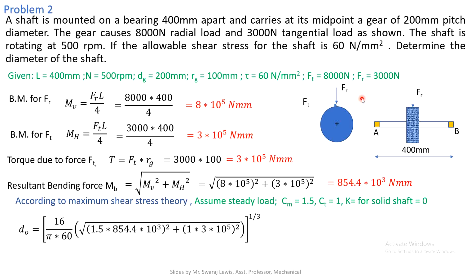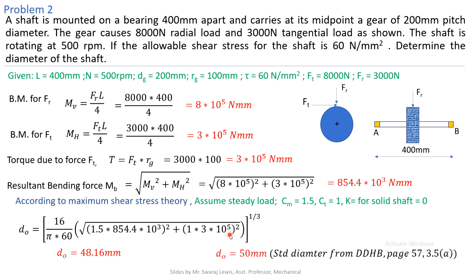So the general formula. Here we neglect the K value and directly substitute in the formula. d cubed equals 16 by pi into 60, where 60 is the shear stress tau, and then 1.5 into 854 and the other values which are given, and the second value. So we get the answer as 48.16 mm. We will refer this answer to the handbook and finally get d as 50 mm, the standard diameter, from page number 5.7, table 3.5. Thank you.